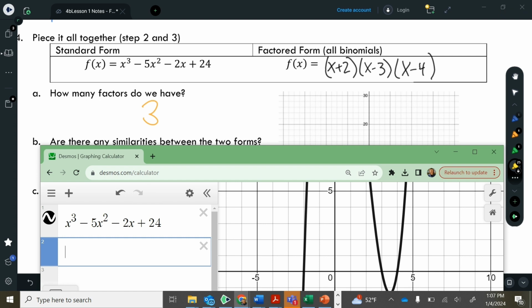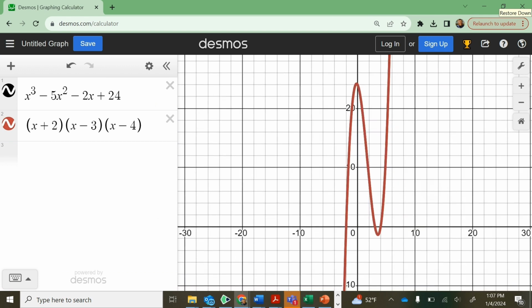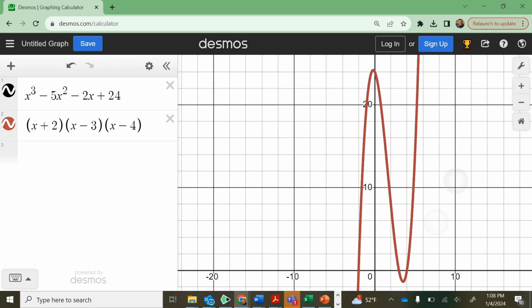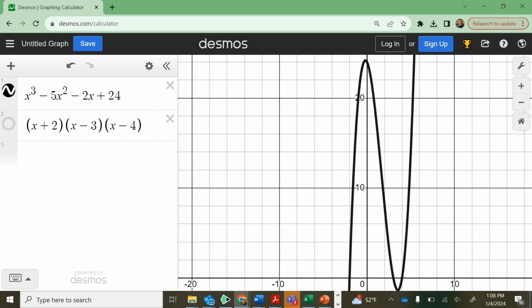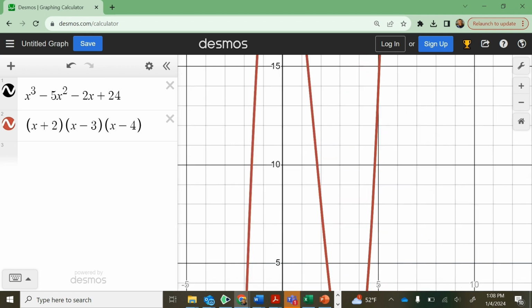So let's type in here on the next line the factored form. x plus 2, x minus 3, and x minus 4. Now let's take a look at the graph. How many graphs do you see? I only see one there. And you know what? That's a good sign. Look, if I turn off the red one, you see there's the black graph, which is the standard form. And then if I turn the red one back on, the factored form, it lays exactly on top of the standard form.